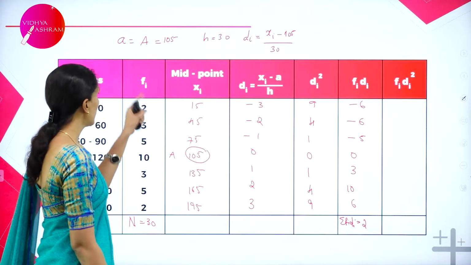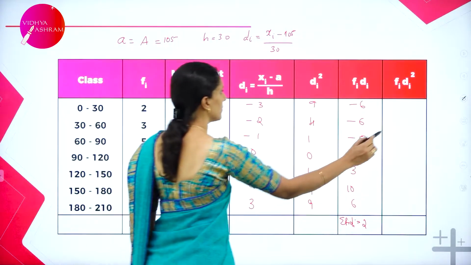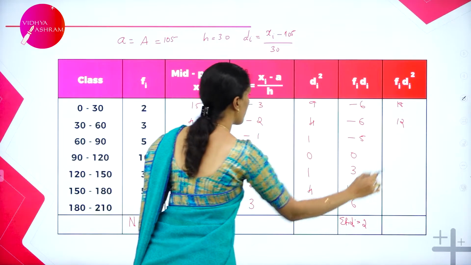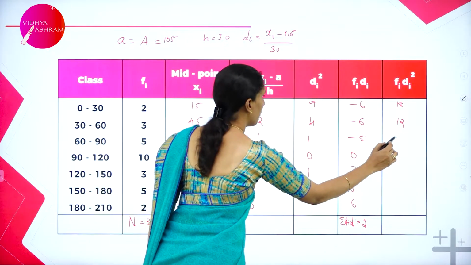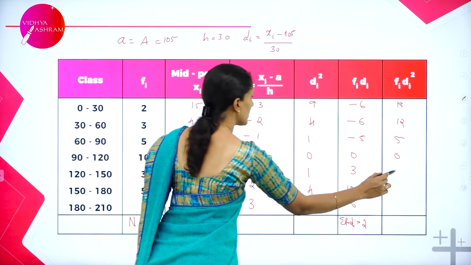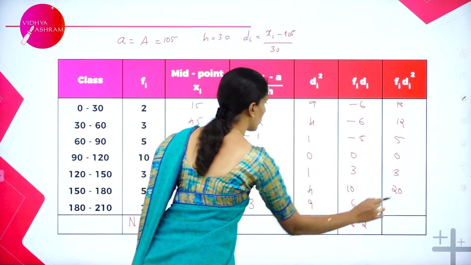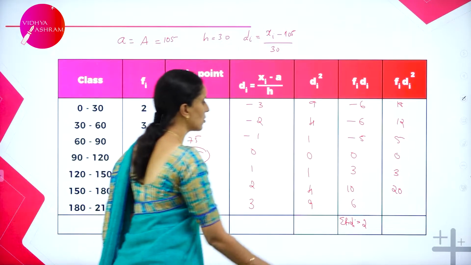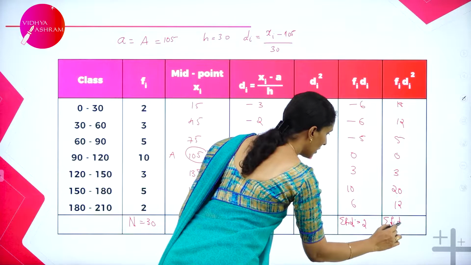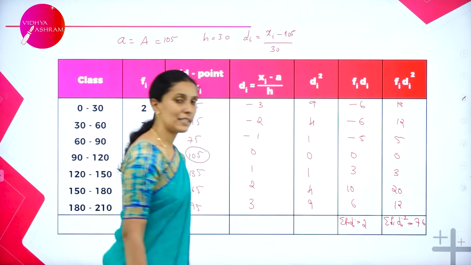The next column is frequency with di square. Multiply 2 into 9, which is 18. Next we have 3 into 4, which is 12. Next 5 into 1 is 5. Next is 0. Then 3 into 1, which is 3. Next 5 into 4, which is 20. Next 2 into 9, which is 18. Take the summation of this column, that is summation fi di square. When you add all these values, you will get 76.